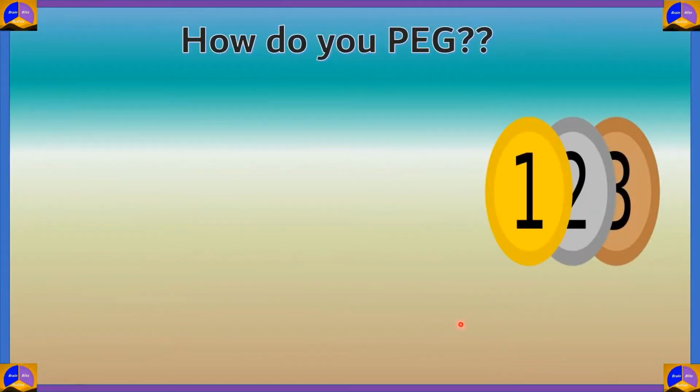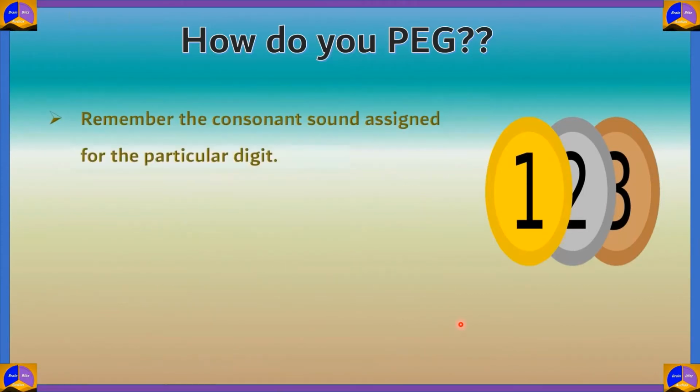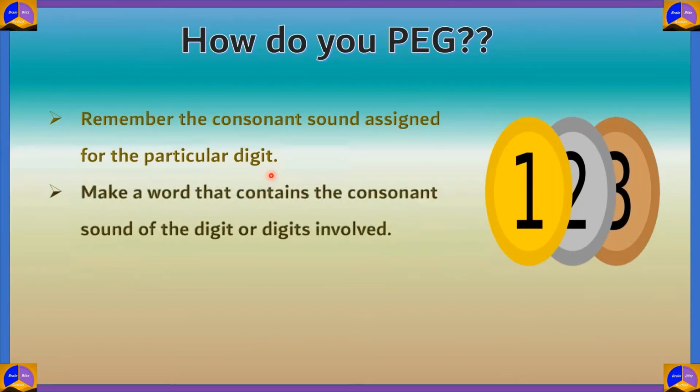Now, how do you use this PEG method? Here are our steps. Step number 1. Remember the consonant sound assigned for the particular digit. We'll give you the 10 consonant sounds, the phonetic alphabet, and each one refers to a digit, such as 1, 2, 3, 4, 5, 6, 7, 8, 9, and 0, the 10 digits. So you need to remember which consonant sound is assigned for which digit. If you know that first, then you can form your pegs.